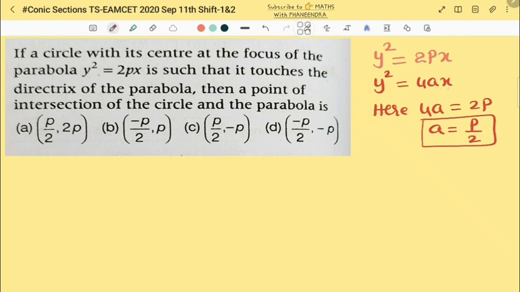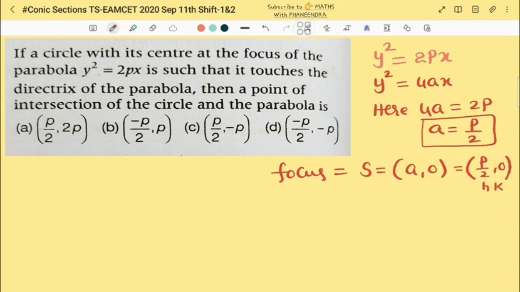For the parabola y square is equal to 4ax, the focus is S of a comma 0. This is the focus. So a value we got as p by 2 only, no? P by 2 comma 0, the focus of the parabola, is its center. So this is h, this is k. We don't know about the radius. And one more important thing, focus will become the center of the circle. It's okay.